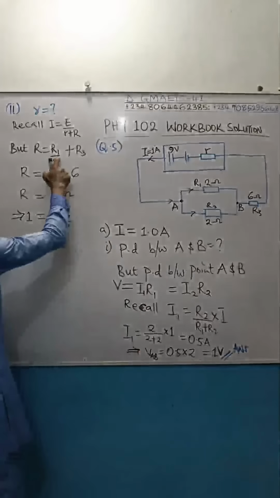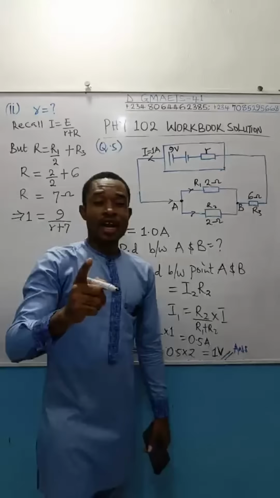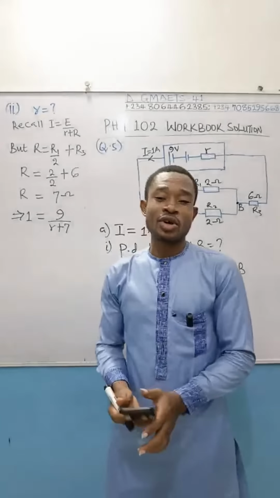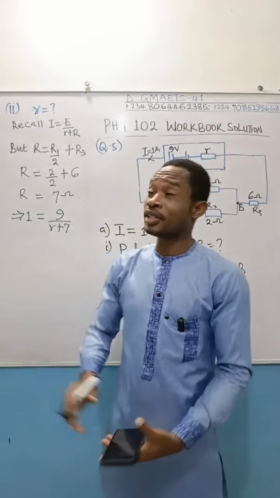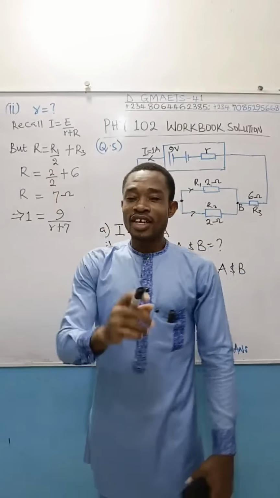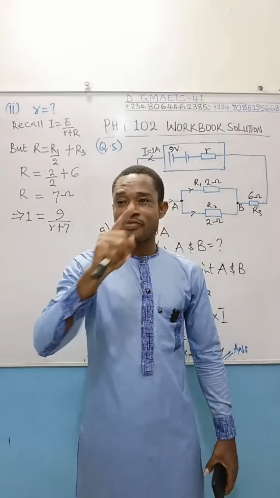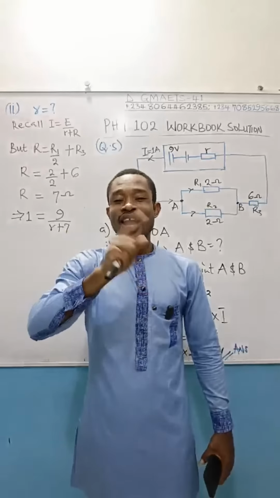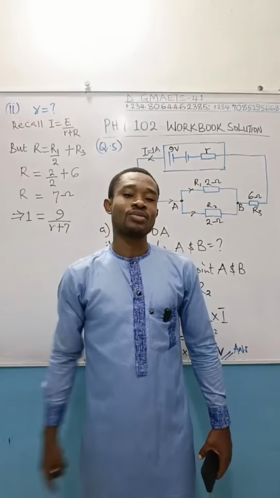So take note of this. If your teachers decide to test this particular electrical experiment, they will ask you to derive that for 2 resistors that are equivalent: if R1 is equal to R2, prove that R is equal to R1 over 2.